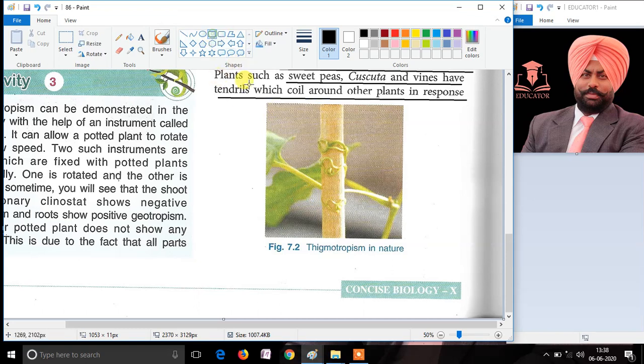In the diagram in front of you, you can see some tendrils of a green twig have wrapped around a hard stem for its support. The coiling of these tendrils is because of the response to touch, that is called thigmotropism. Hence we can say that the response to touch makes certain plant parts coil or revolve around another source, which is called thigmotropism.